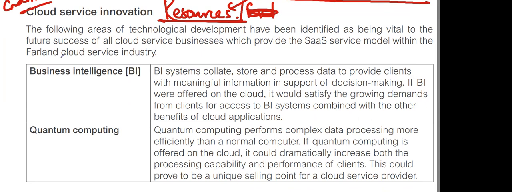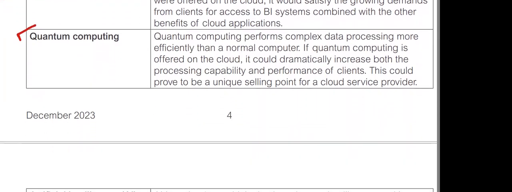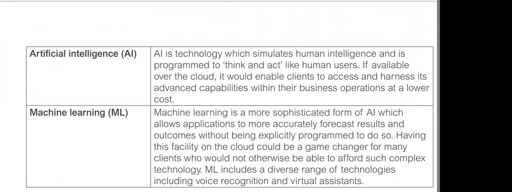Now, some critical success factors. These are the critical success factors that have been defined, like business intelligence, quantum computing, and the details of these are also provided so that you can link it. Artificial intelligence, machine learning, these are the areas that have been touched upon. So these are the critical success factors.